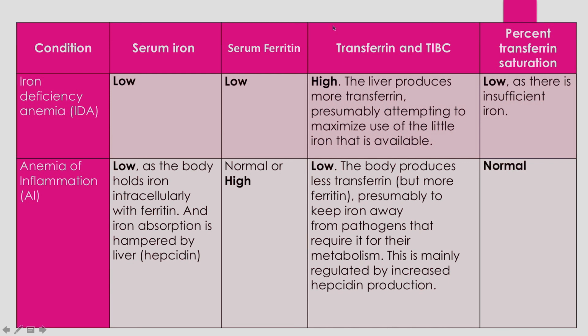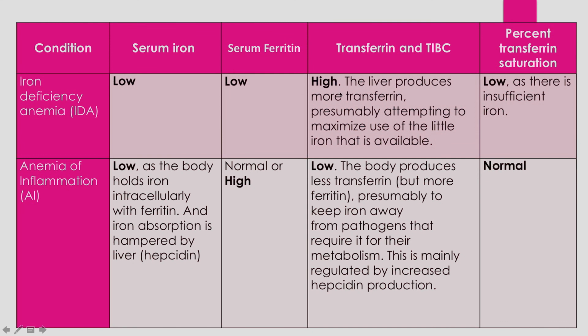So now let us see all in one: serum iron, serum ferritin, transferrin and TIBC. Transferrin is the protein which is reflected by the levels of TIBC, total iron binding capacity, and the percent transferrin saturation shows how much transferrin protein is saturated by iron. In iron deficiency anemia, the serum iron will be low because the iron intake is less. Serum ferritin, now when the person is taking less iron, the body stores will start giving iron to the blood, and ultimately they will also become low.